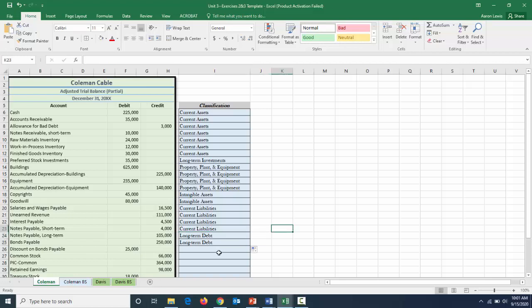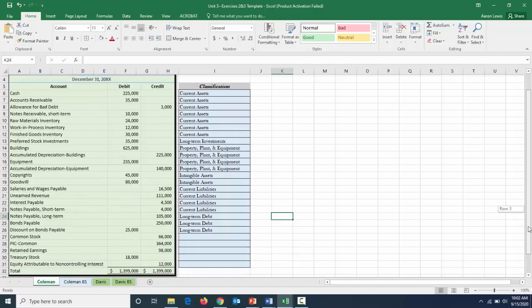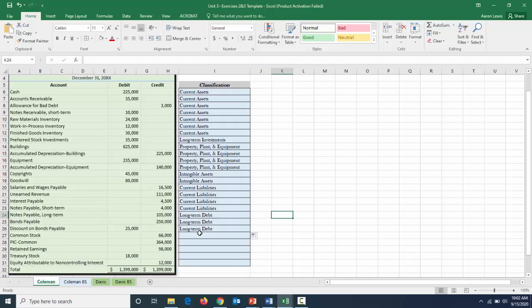We have discount on bonds payable. For one reason or another, we decided to sell our bonds at a price below the stated value on the bonds. Well, when we did that, we sold them at a discount, which is a contra account to our bonds payable. We have a contra liability here, and like all contra accounts, it has to appear right next to the account that it's tied to on our balance sheet. So discount on bonds payable, or if you have a premium on bonds payable, are always going to be reported as long-term debt.